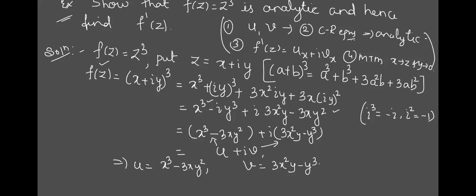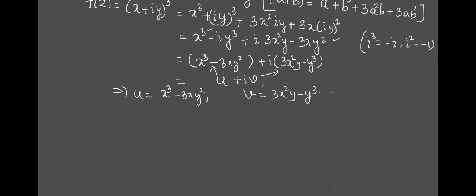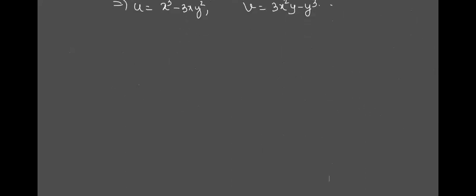Okay, done. Now let us continue. The first part is that we have to show that the function is analytic. To show that it is analytic, what we have to prove is that u and v satisfy CR equations, isn't it? So for CR equations, we have partial derivatives of u and v with respect to x and y to be found. Now u is x cube minus 3xy square.